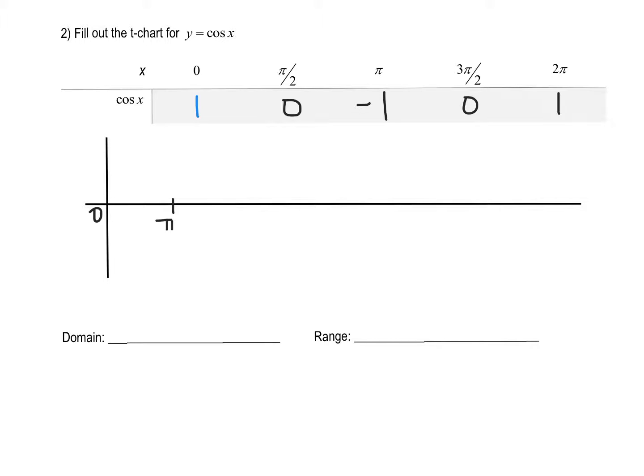I'm going to label my x values, 3 pi over 2 and 2 pi. Again, the values go between negative 1 and 1 as far as the y goes, but cosine starts at 0, 1. So my first point is here, then here, and I'm just using my t-chart to graph these points. And again, you connect them like a wave, so make sure you put arrows.